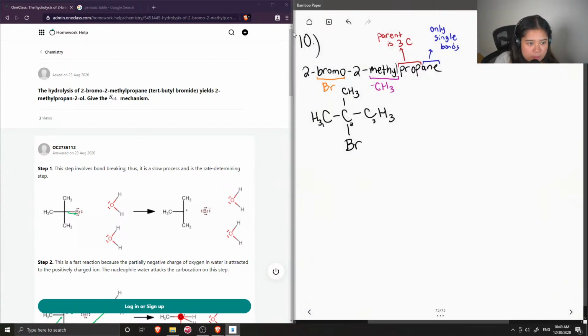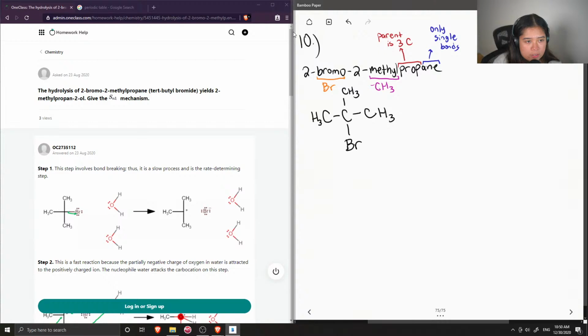Okay, so let me erase the numbers. Okay, so this is 2-bromo-2-methylpropane. So we need to write out the SN1 mechanism. When we have an SN1 mechanism, it's typically a 2-step reaction, but I'll go over all the different steps. So first we have a leaving group that leaves our compound.